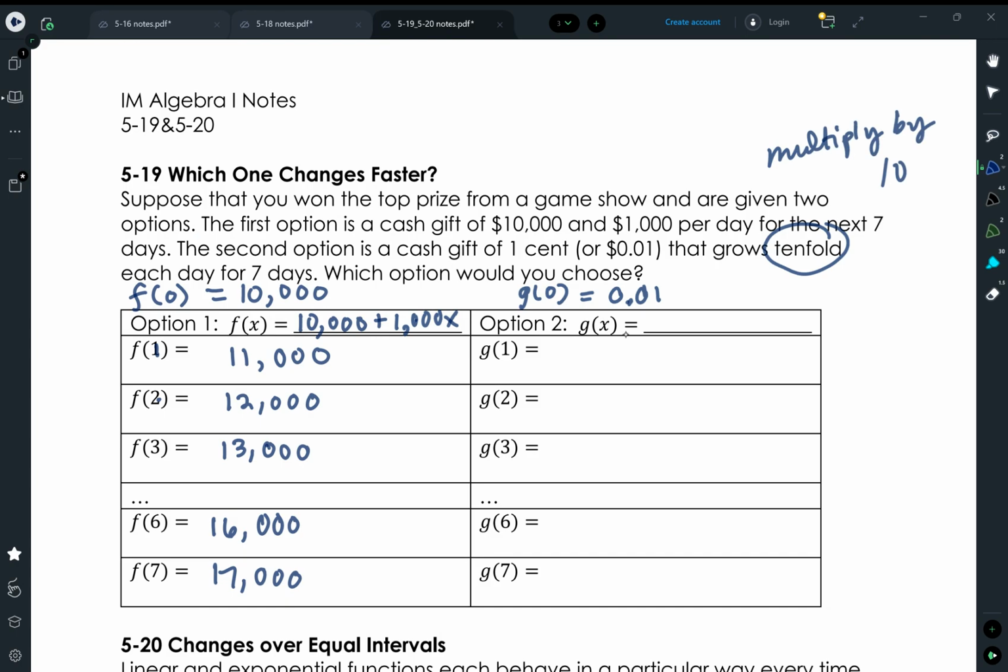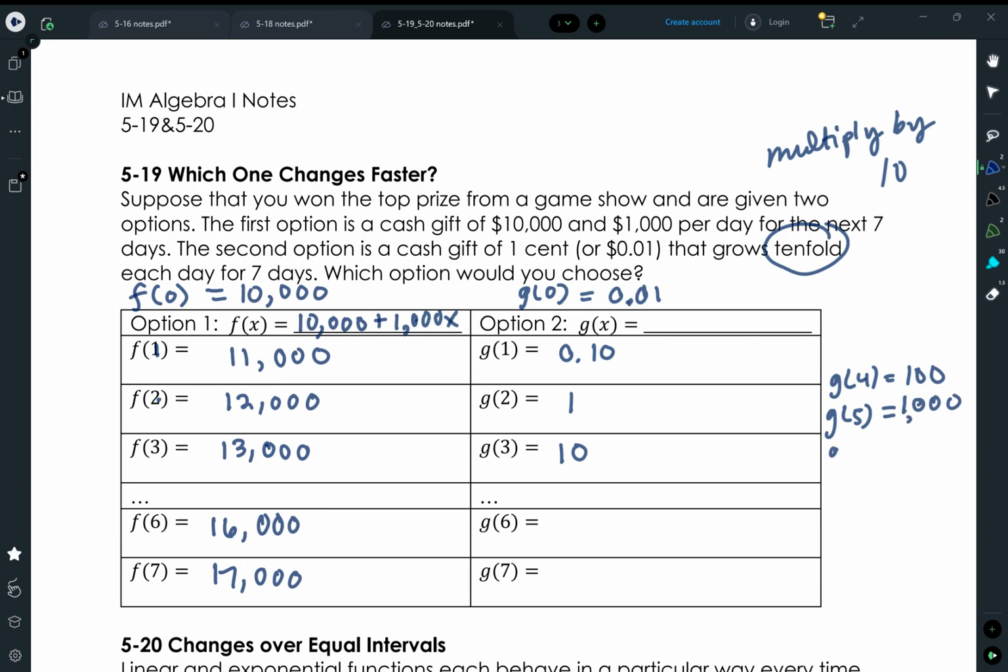So 1 cent multiplied by 10, now I have 10 cents. Okay, multiply 10 cents by 10, now I have $1. Multiply $1 by 10, now I have $10. It's still a little bit worrying, right? So let's see, 4 would be 100. 5 would be 1,000. I just keep adding zeros.